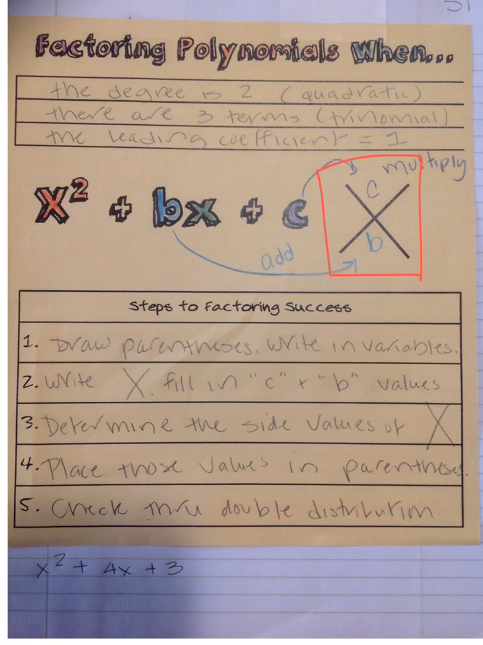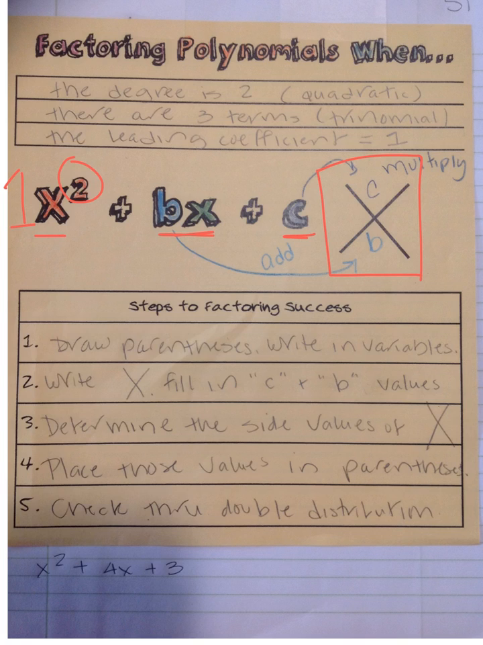these rules will work when you have a polynomial where the degree is 2, which means it's a quadratic. There's your degree of 2. When there are 3 terms, which makes it a trinomial, 1, 2, 3 terms, and when the leading coefficient is 1, which is right here, when there is nothing in front of that x squared. So here's how you're going to factor.